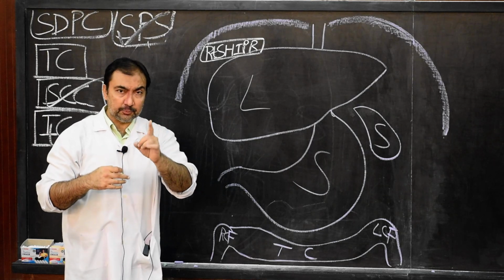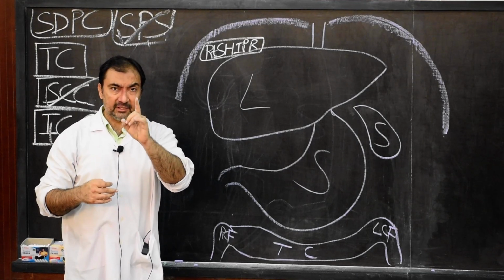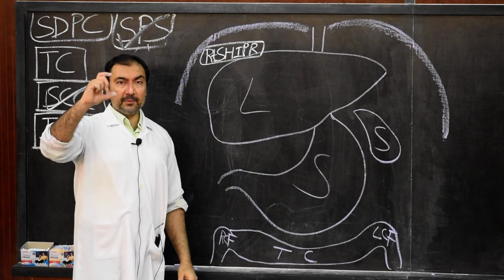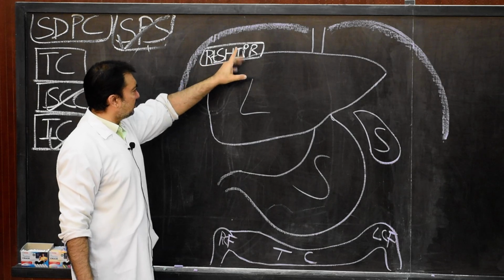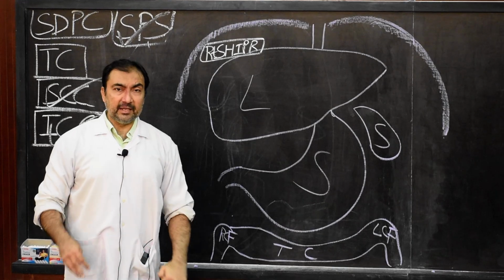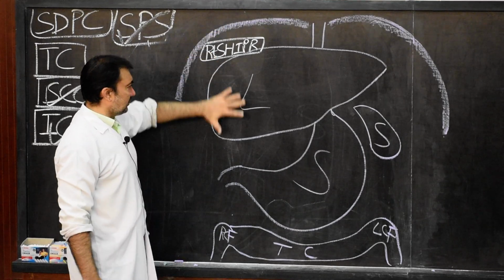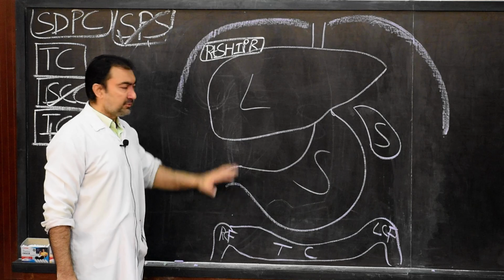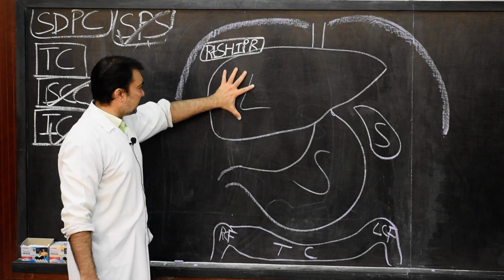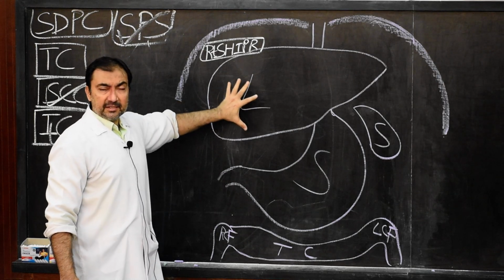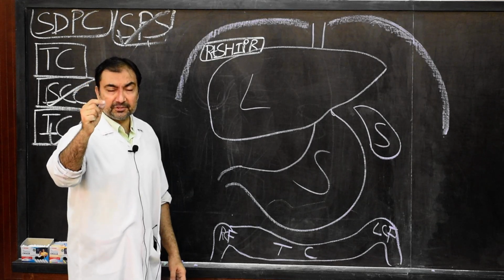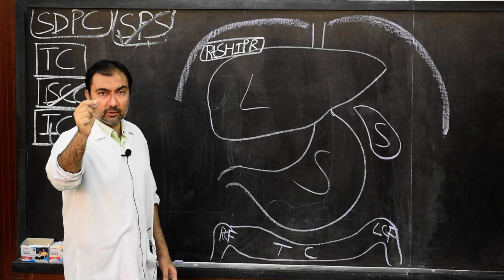So either it is called the right suprahepatic recess or the right intraperitoneal recess. The name itself is suggestive, suprahepatic. So now the boundaries. The boundaries will be, anteriorly, the anterior abdominal wall as well as the diaphragm. What about posteriorly? Posteriorly, where my hand is, the anterior surface and the superior surface of the right lobe of liver.